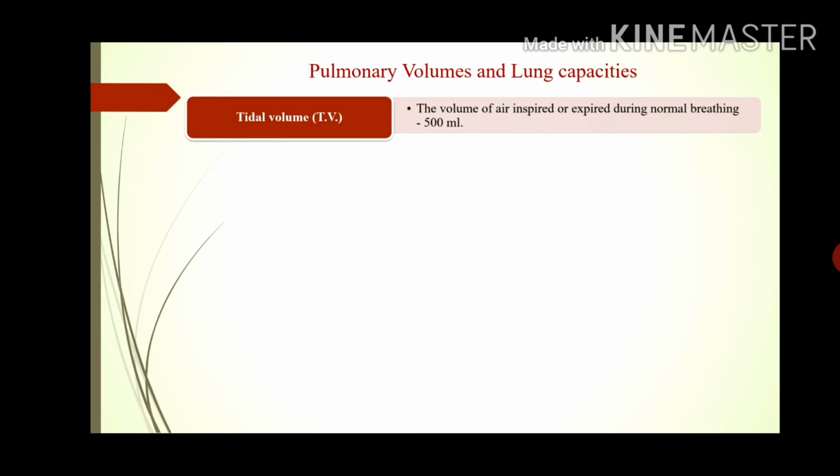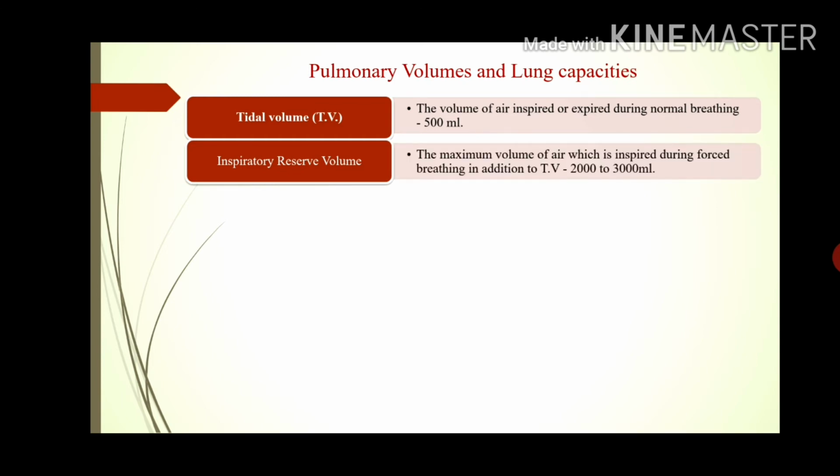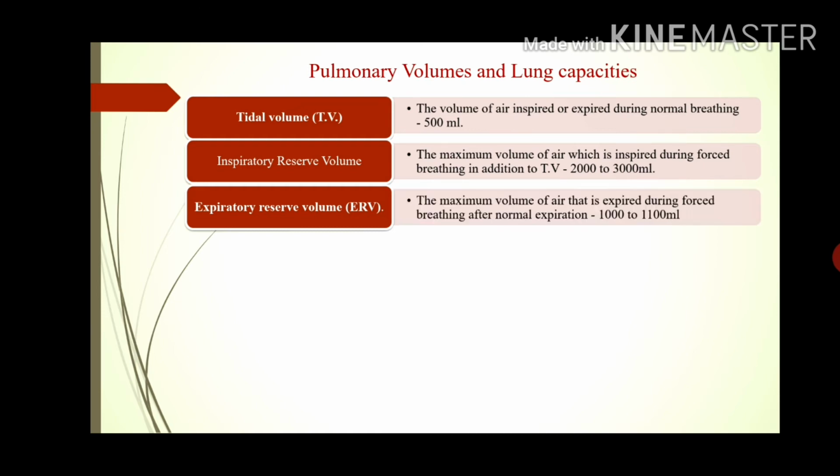Next is inspiratory reserve volume. This is the maximum volume of air that you take in when you forcefully inhale, and that is called inspiratory reserve volume. It is around 2000 to 3000 ml. Next is expiratory reserve volume. That is the maximum volume of air that is given out when you forcefully exhale. That is around 1000 to 1100 ml.